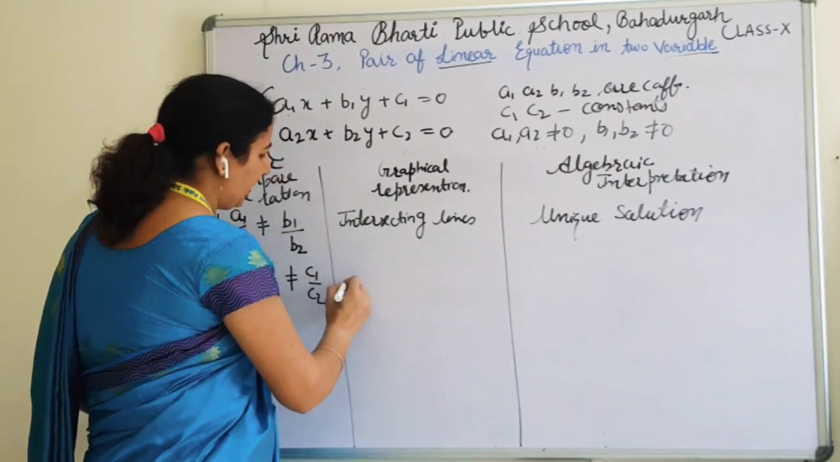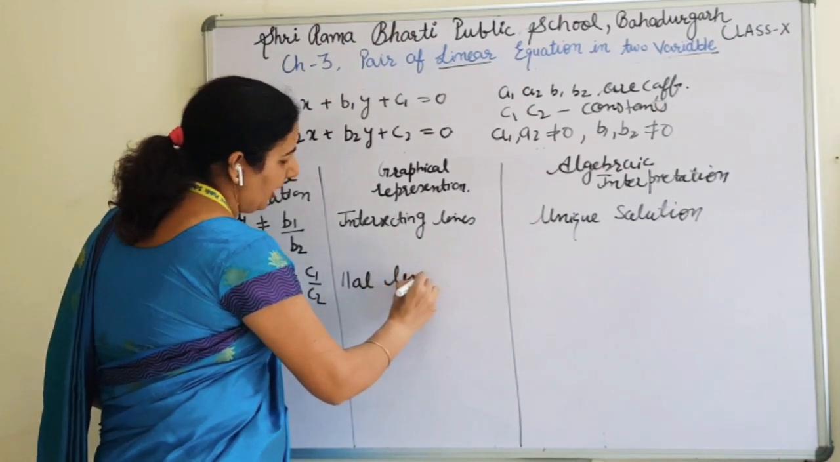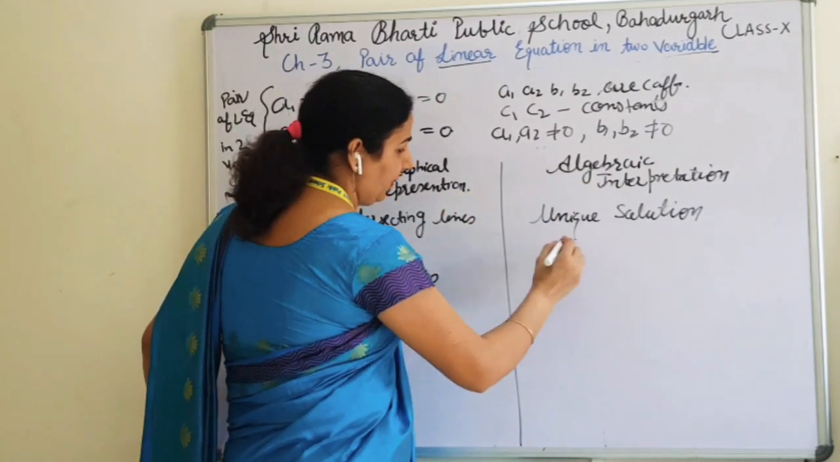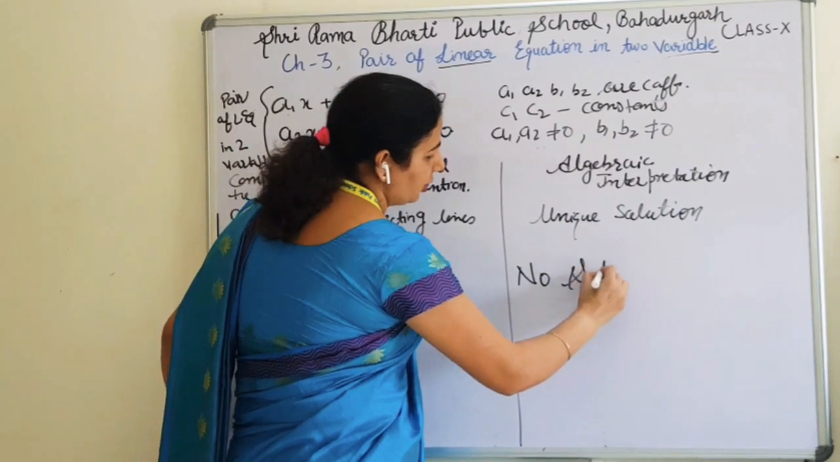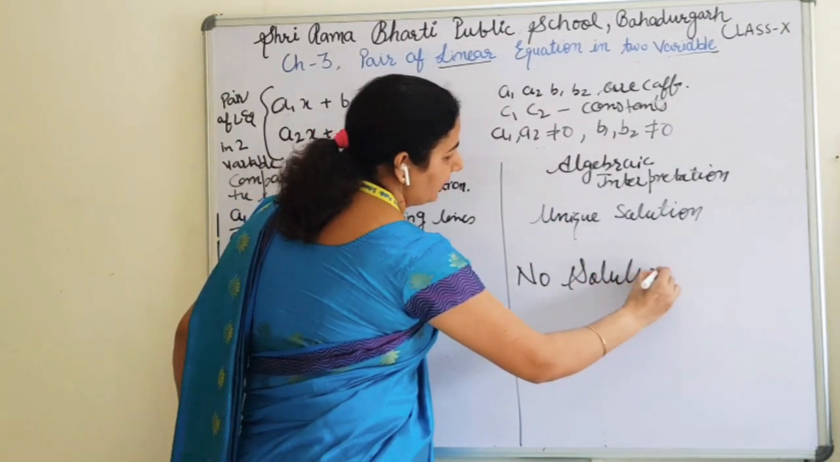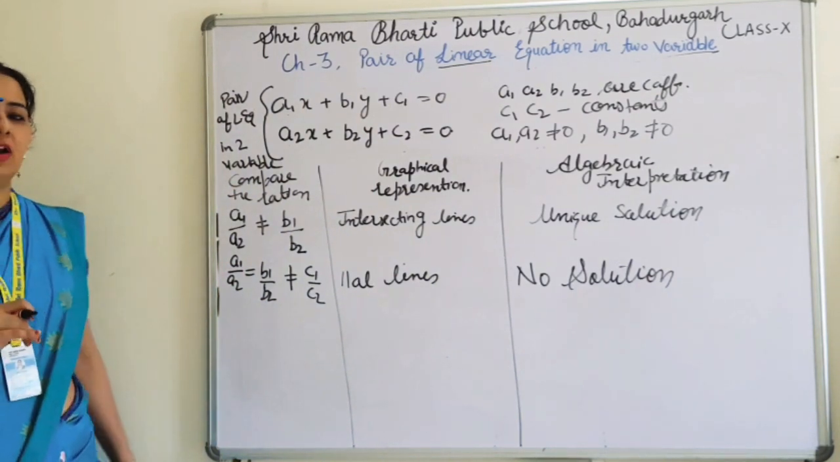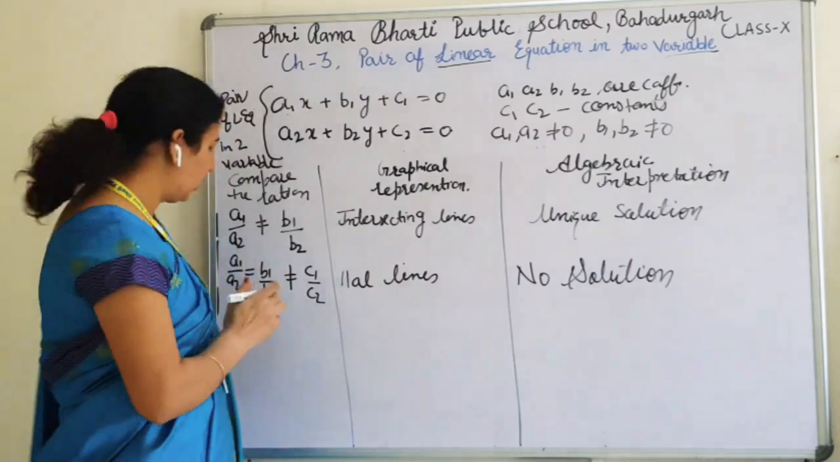Then the graphical representation will be parallel lines. And what about the algebraic interpretation? No solution. These two equations can't be solved. It means they have no solution. We do not have any values of x and y for which both equations can be satisfied.